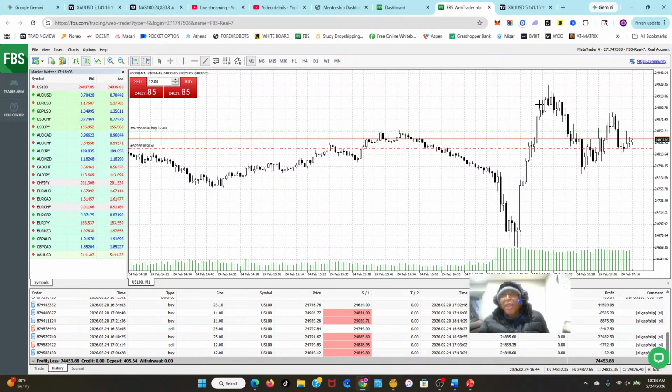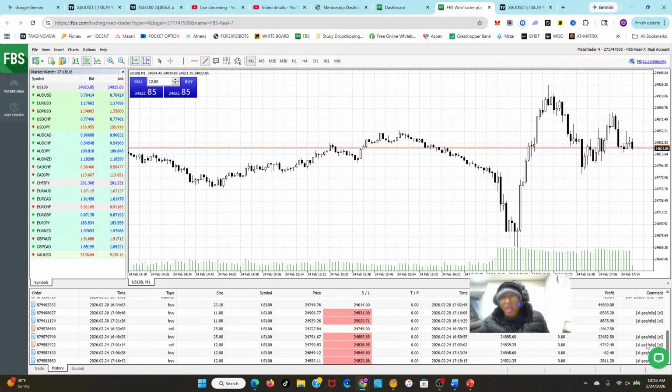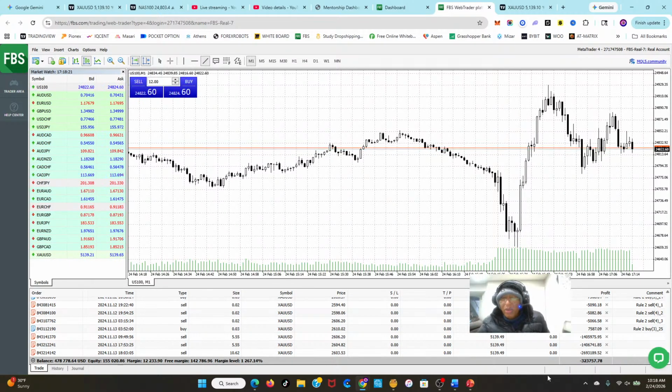Alright, so now we are just in a range. Probably just gonna lose this one too at 60. What's the gap there? Let's see what's the trade looking like. What are we risking here? Where's the trade that we are in?